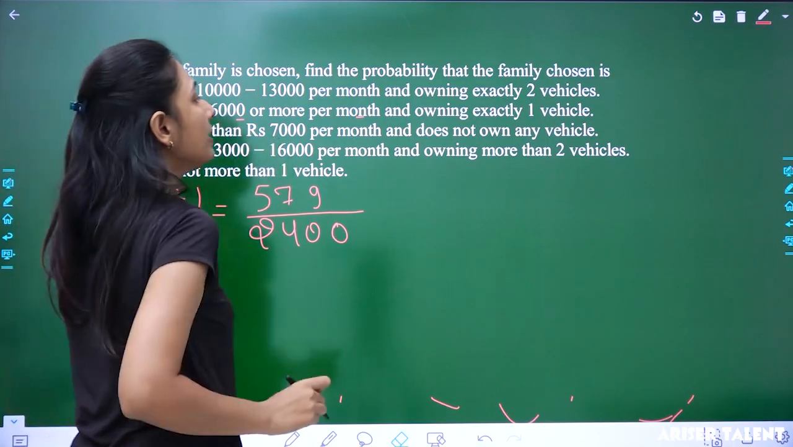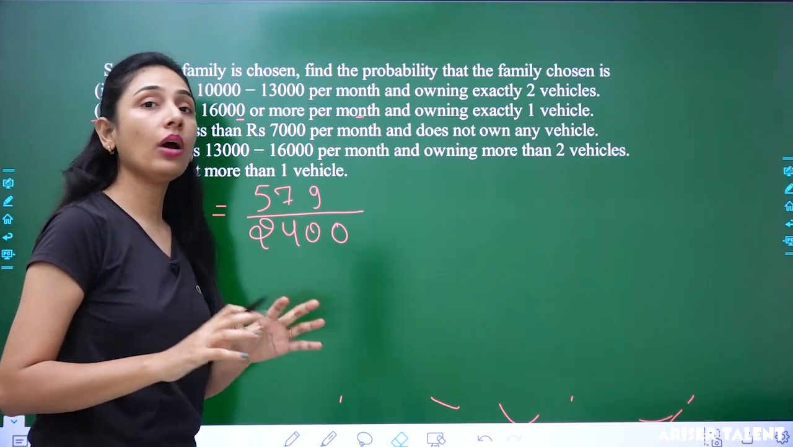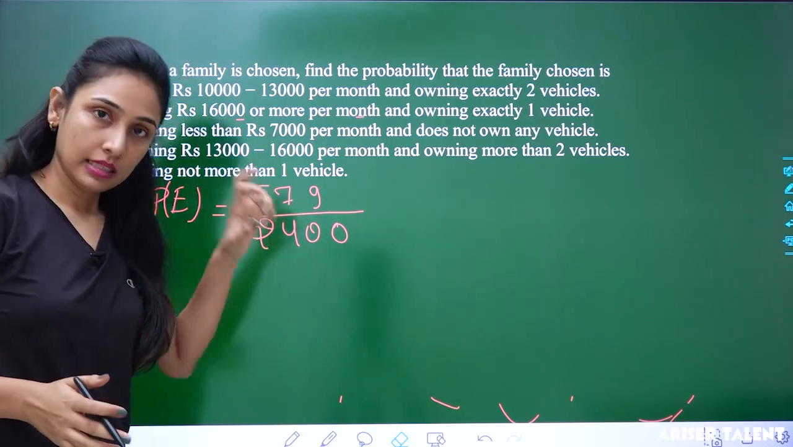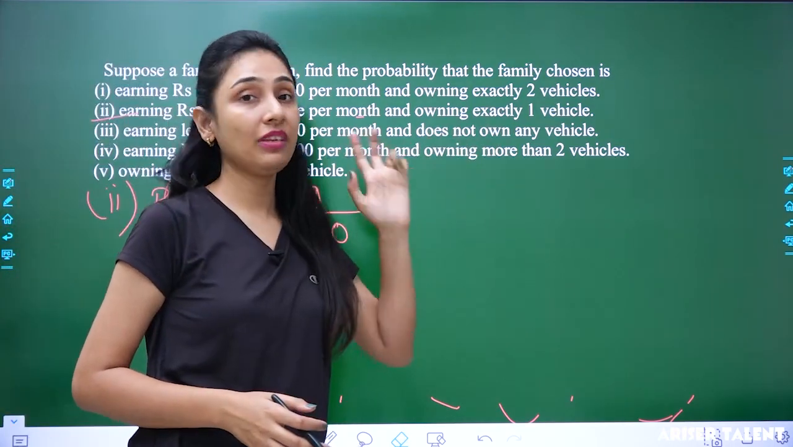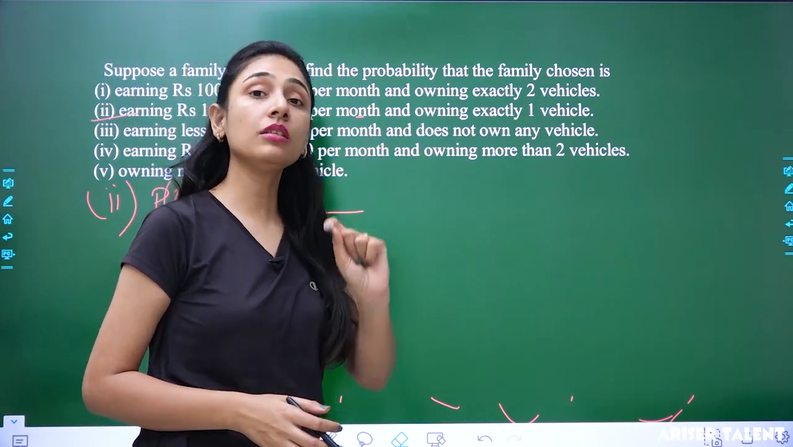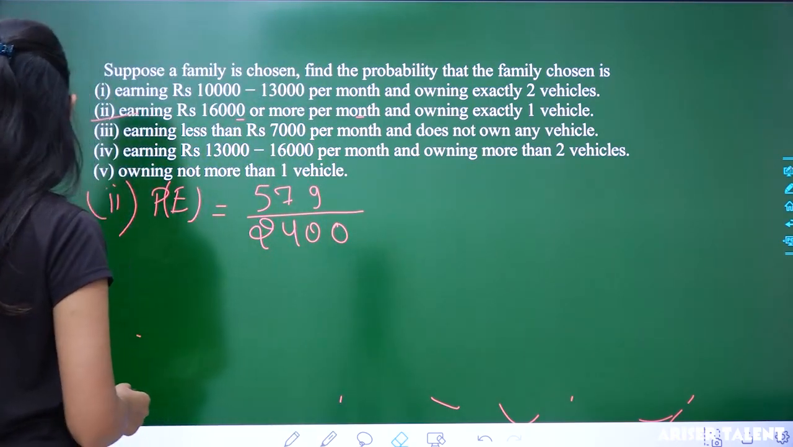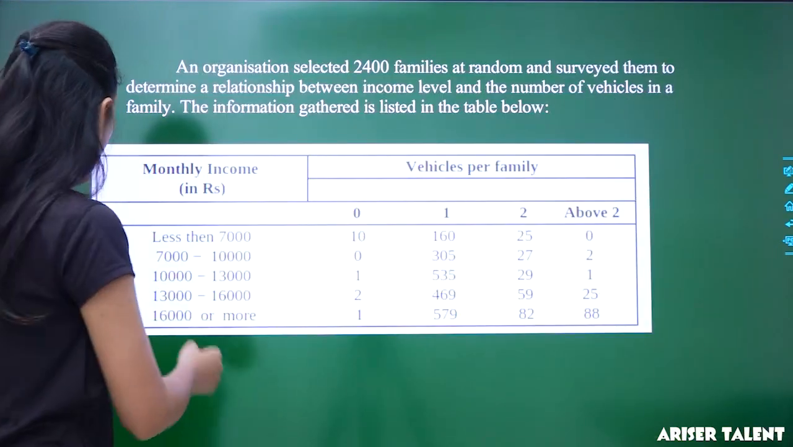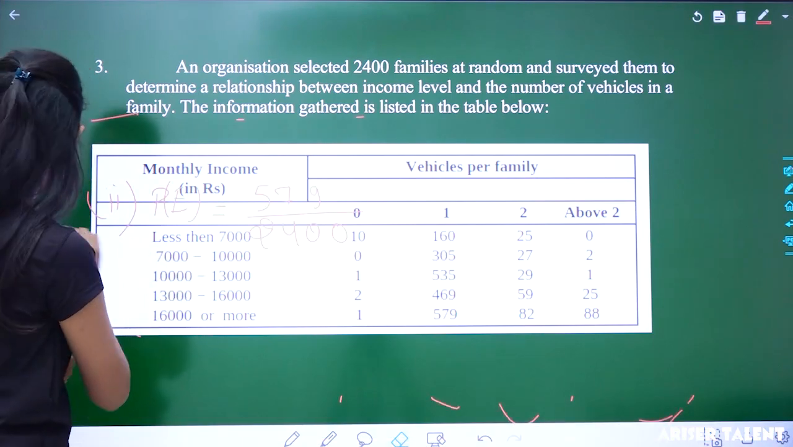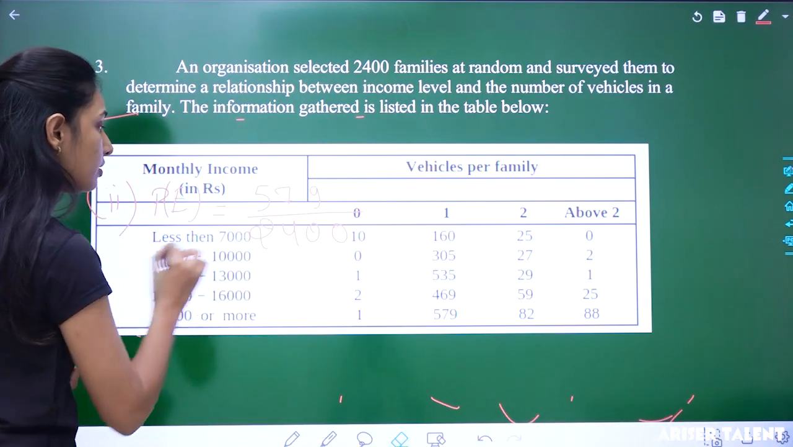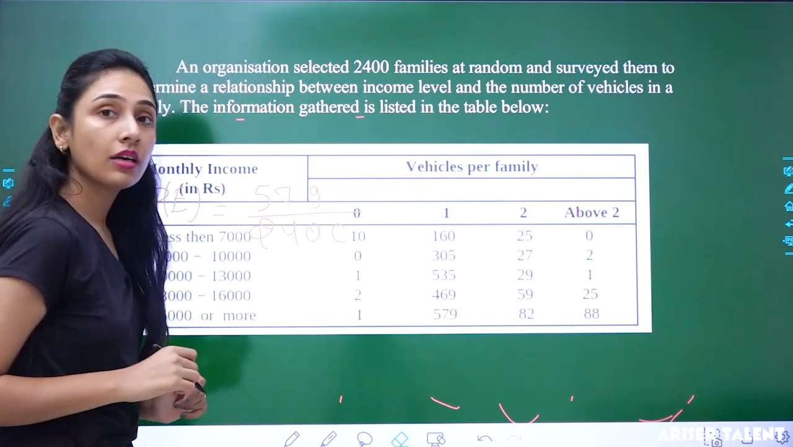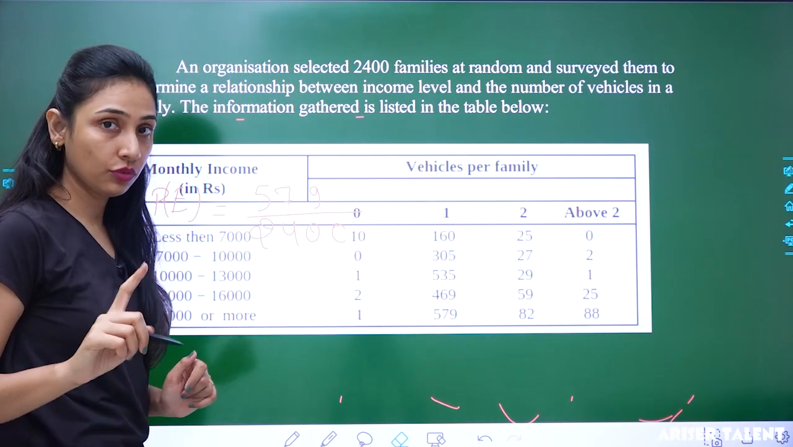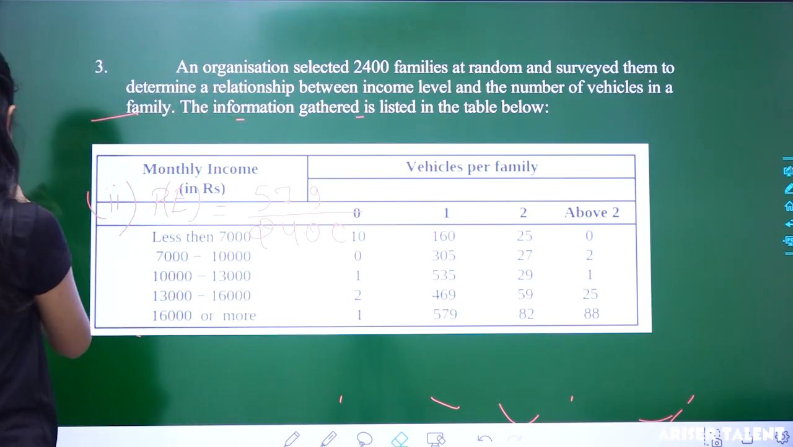Earning less than 7,000 per month and does not own any vehicle. Earning is less than 7,000, owning no vehicle. That means the number of vehicles owned is 0. Okay. So if you are earning less than 7,000, it is going to be this one, and owning 0 vehicles is for 10 families. Okay, so it is 10 here.